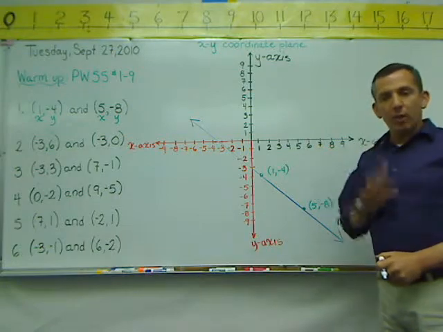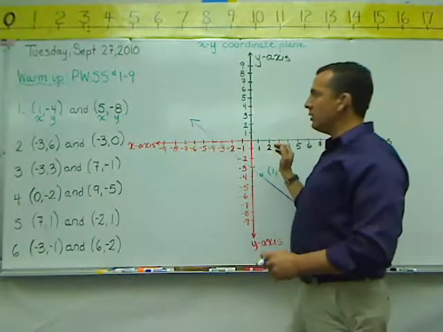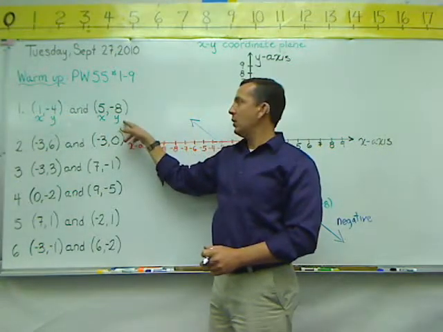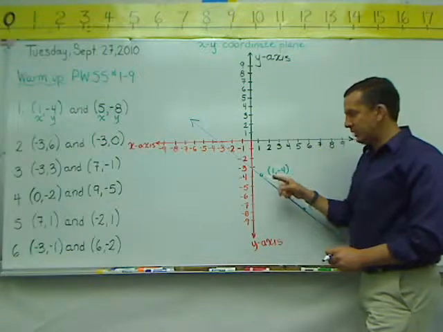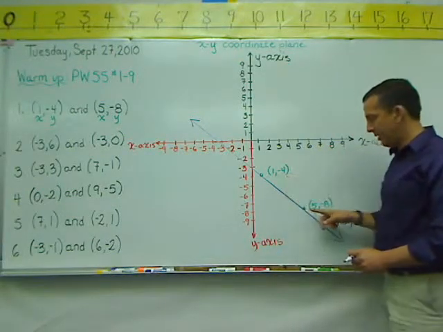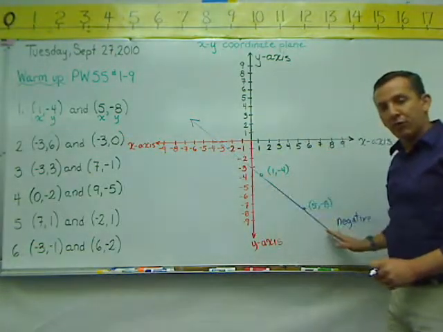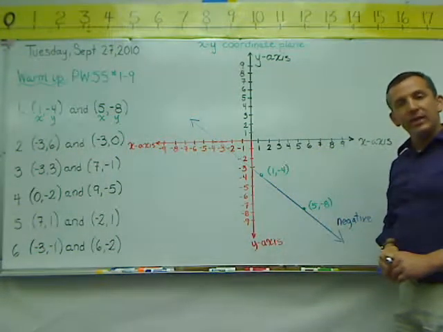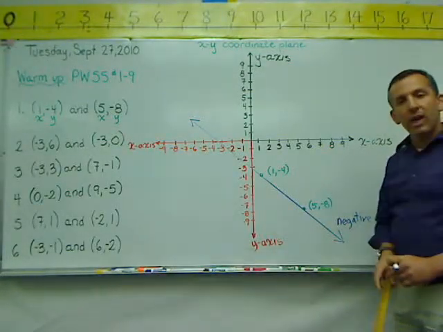Okay, now let's revisit one more time. We have 2 ordered pairs, and we're going to label them x and y for 1 and negative 4, x and y for 5 and negative 8. So we plot the 2 points, 1, negative 4, and 5, negative 8. Then we draw a line through them, connecting them. Then we read from left to right. Of course, the line is going down, therefore the slope is negative. So that is our lesson that we did today.